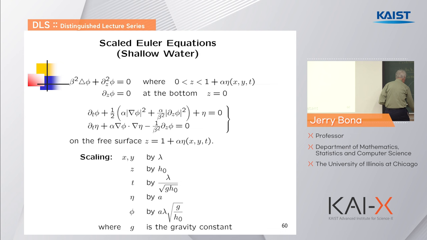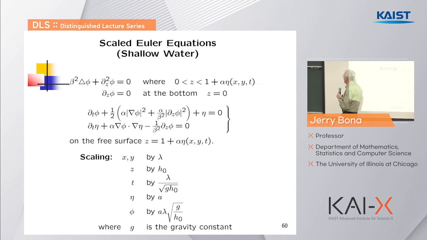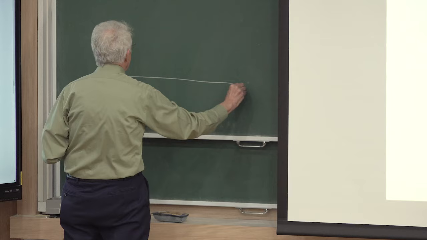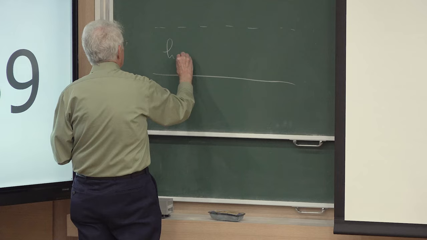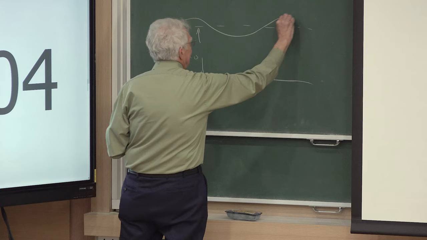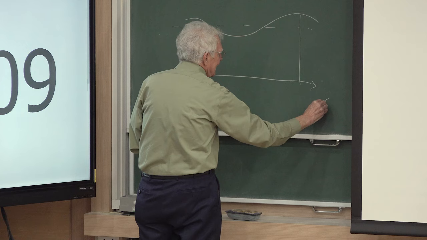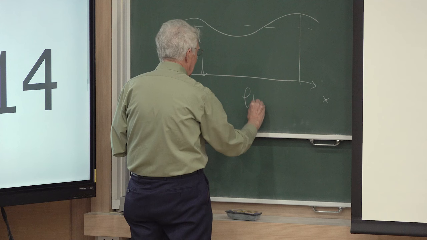So we have two variables. I'm going to draw this two-dimensionally. Here's a bottom. There's the undisturbed free surface. This is H naught. And here's the wave. So the crucial variable is this one. x tells you where you are along the propagation, and h of x and t is this height.